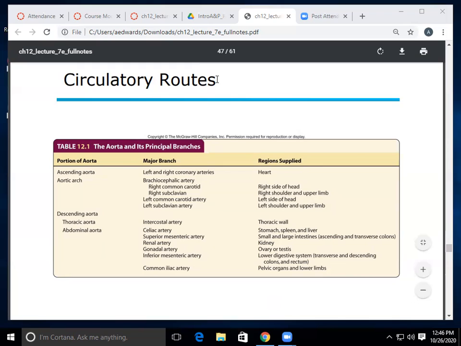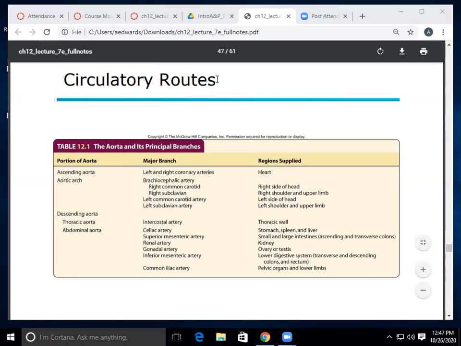Then you get from the ascending aorta to the aortic arch. Branches off of that are the brachiocephalic artery. Branches off of the brachiocephalic artery include the right common carotid and the right subclavian, as well as the left common carotid artery and left subclavian artery. These arteries are going to supply the right side of your head, right shoulder and limb, and the left side of your head, left shoulder and upper limb.